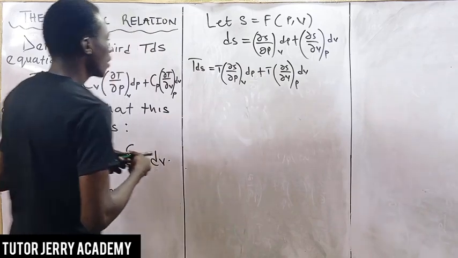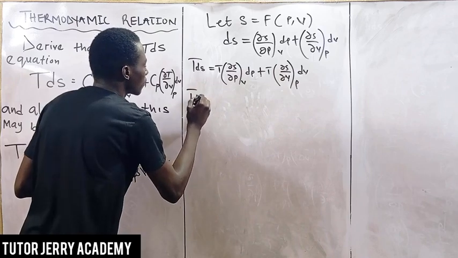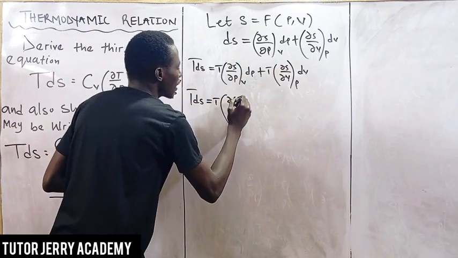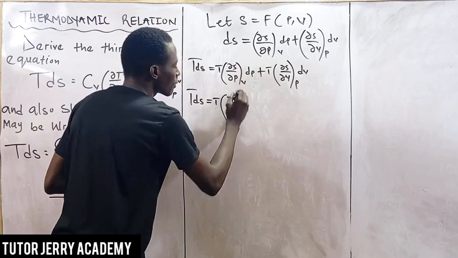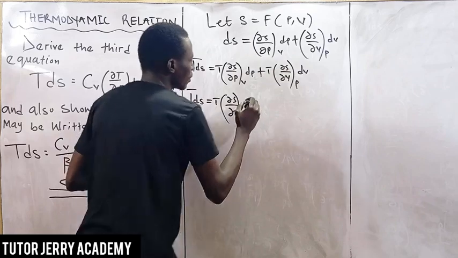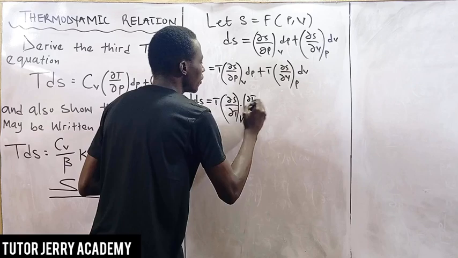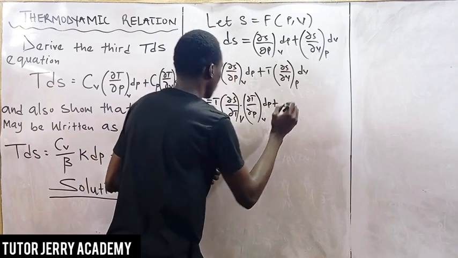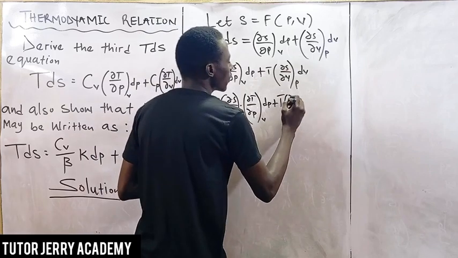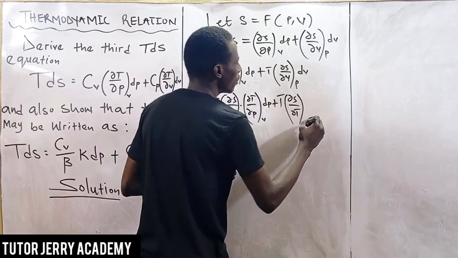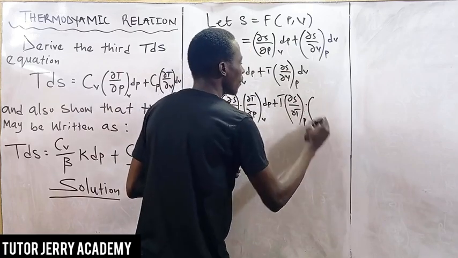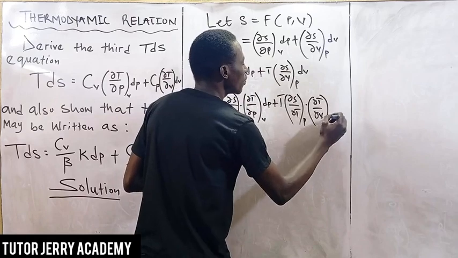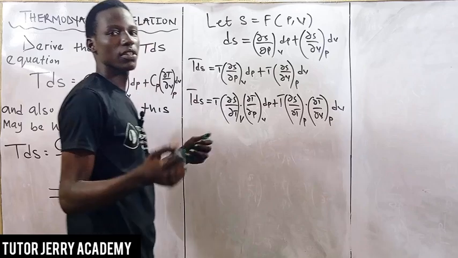If I rewrite these two terms, I'm going to have TdS equal to T into, for this term, the partial derivative of S over the partial derivative of T, keeping V constant, multiplied by the partial derivative of T over the partial derivative of P, keeping V constant, dP, plus T into the partial derivative of S over the partial derivative of T, keeping P constant, multiplied by the partial derivative of T over the partial derivative of V, keeping P constant, dV. Now, this is what I'm going to have.